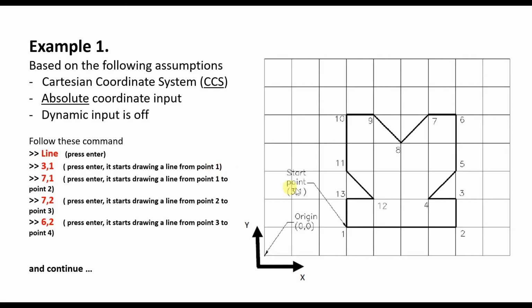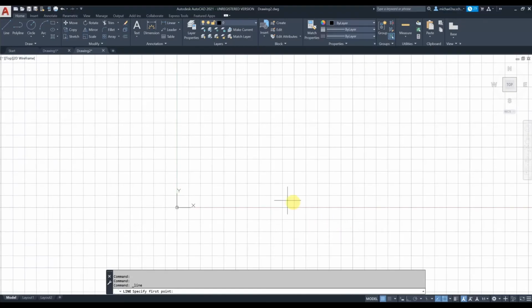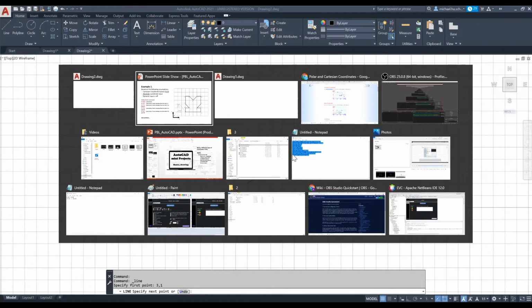So let's go back. Let's start from point 1. That's 3 along x and 1 along the y axis. So specify first point. I'm going to use the command bar in this case. Type 3,1 and press enter. Each cube is 0.5 by 0.5, so total along x is 3 and along y axis is 1. Next, let's go back to the drawing.